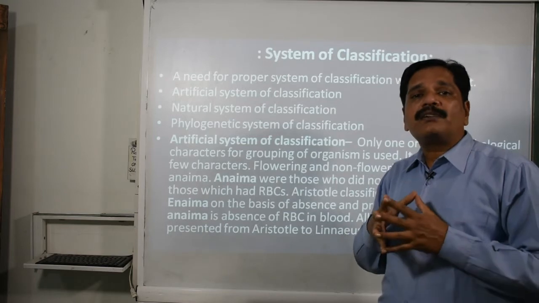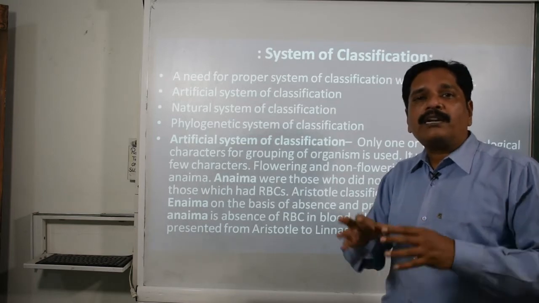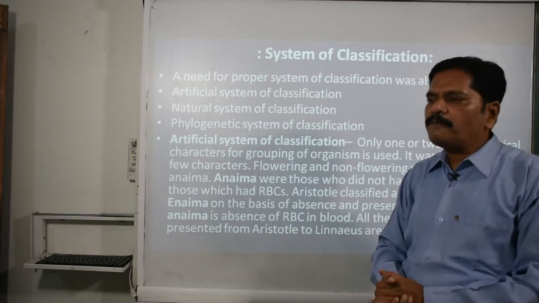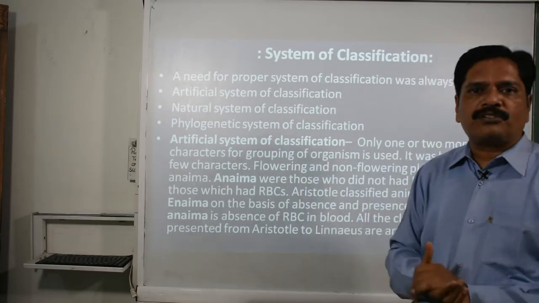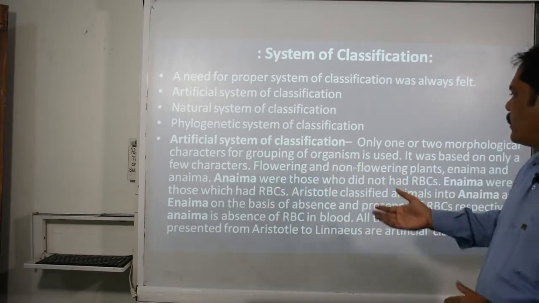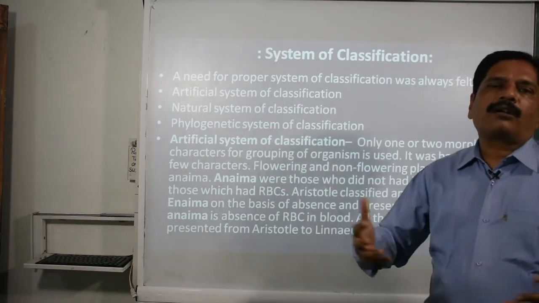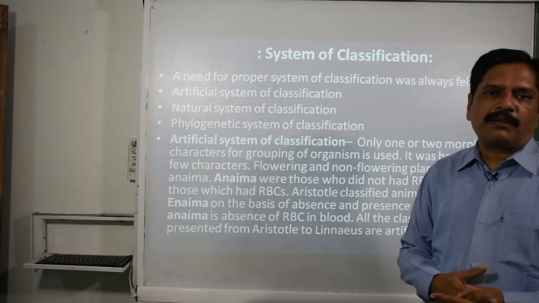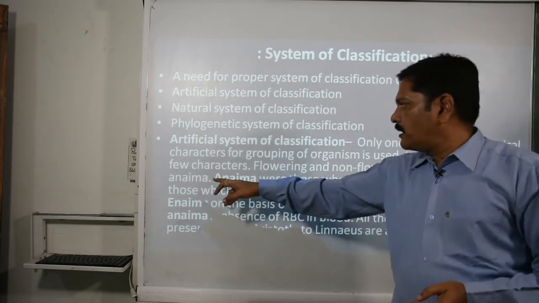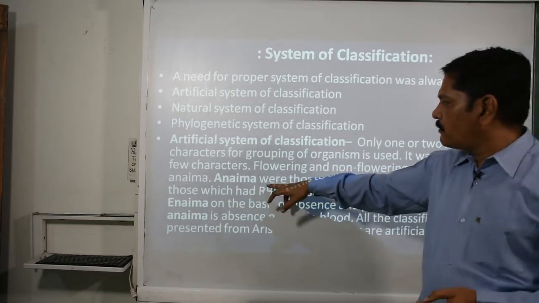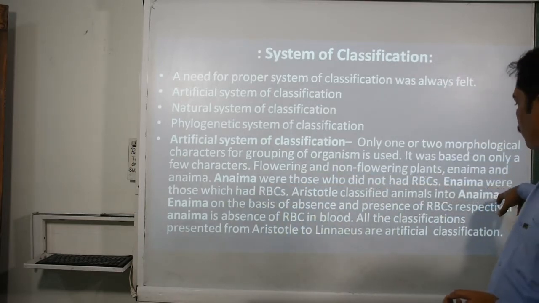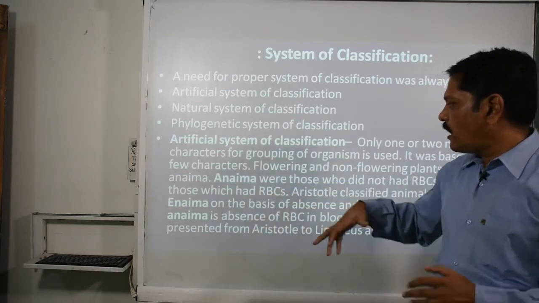The organisms were classified only and only based upon their morphological features. Okay, and very few, not too much, not all. Clear? And just like that, flowering and non-flowering plants, the plants were categorized on the basis of these two. Okay, simply the anaema and enaema. Anaema were those who did not have RBCs, and enaema were those which had RBCs.